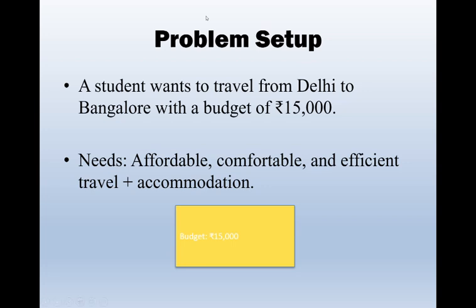Problem setup. A student wants to travel from Delhi to Bangalore within a budget of 15,000. So the basic needs of a student are affordable, comfortable, and efficient travel plus accommodation. So here the total budget of a student is 15,000. Now we are going to set up his itinerary.